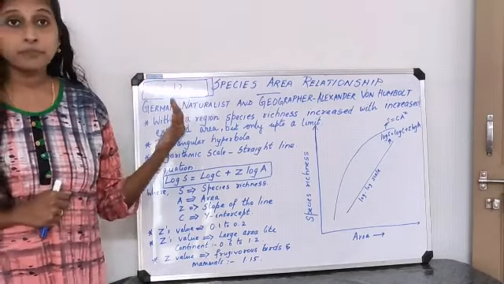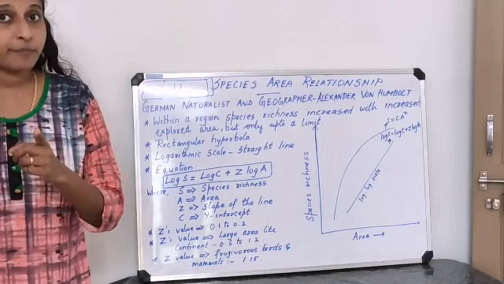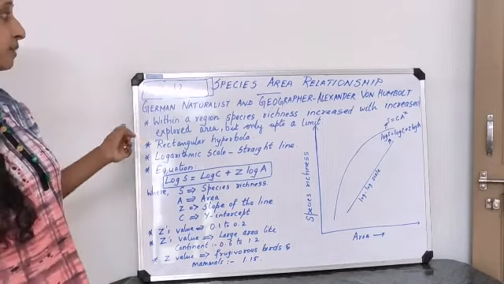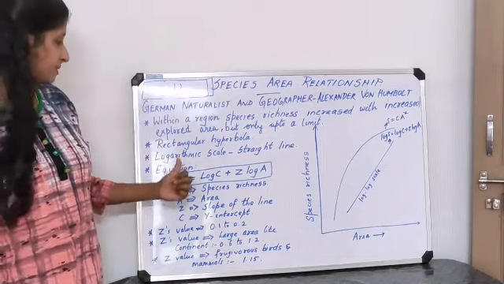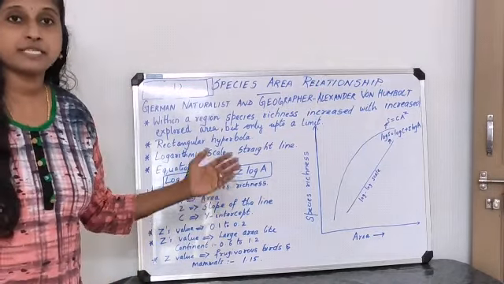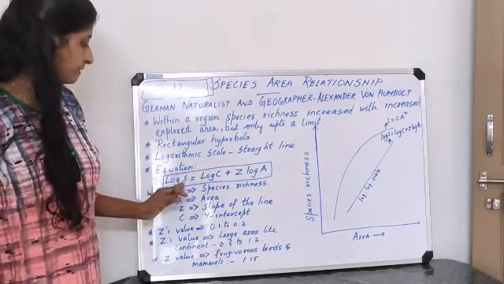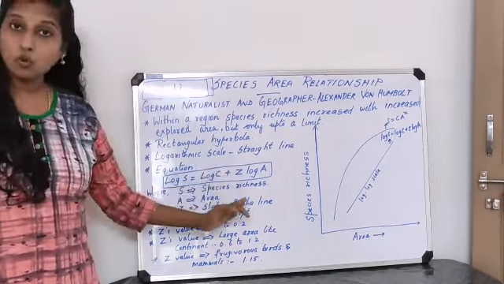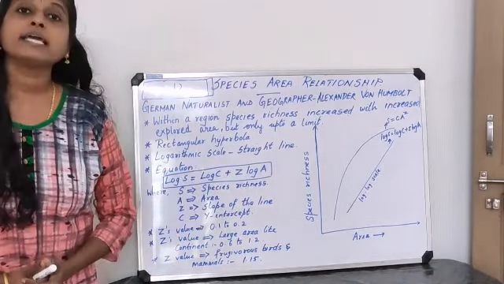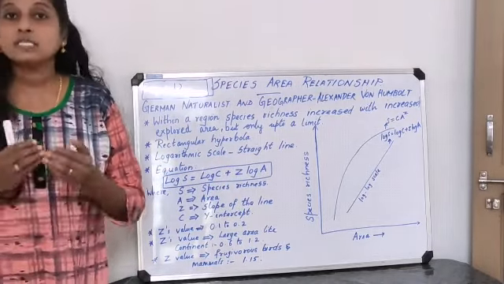So that is the logarithmic representation, and we can represent it with the help of an equation. What is the equation? S is equal to C A to the power Z, or we can also represent it as log S is equal to log C plus Z log A. In which S is species richness, A is area, Z is slope of the line, and C is what? Y intercept.